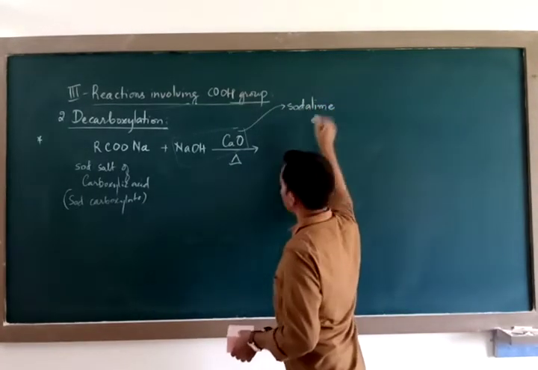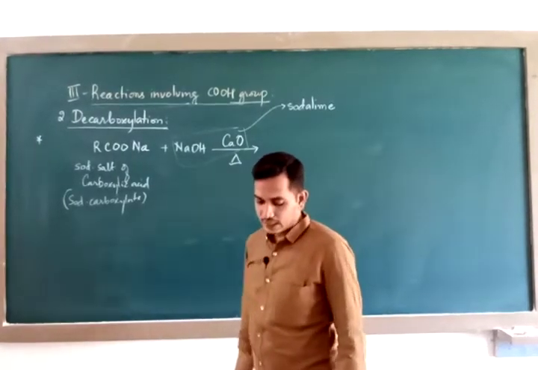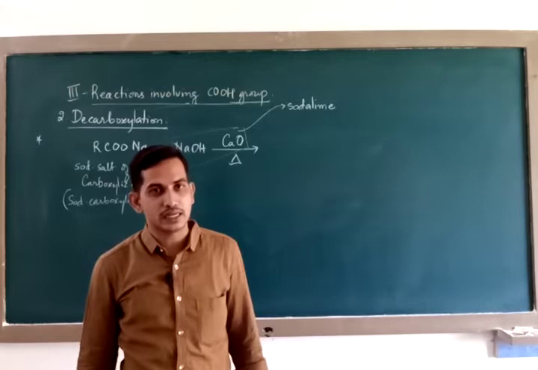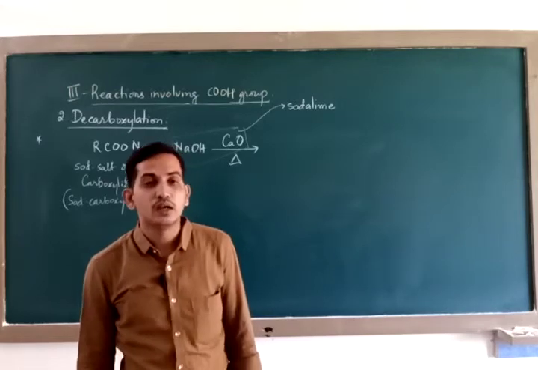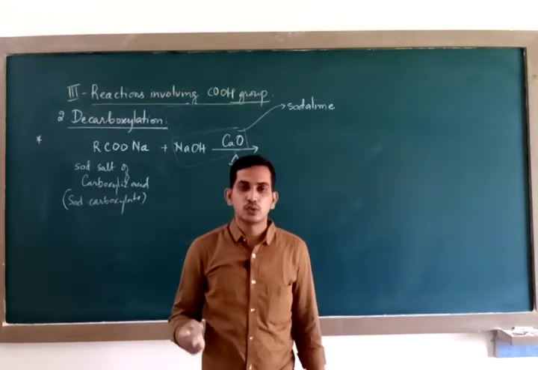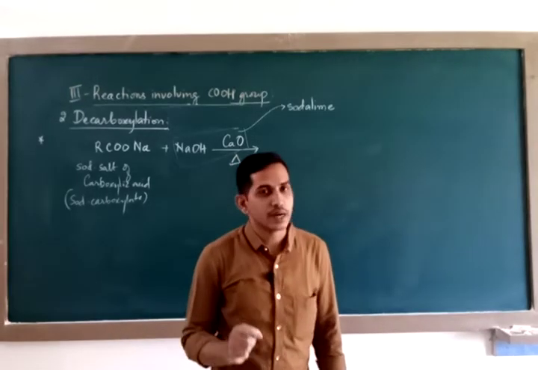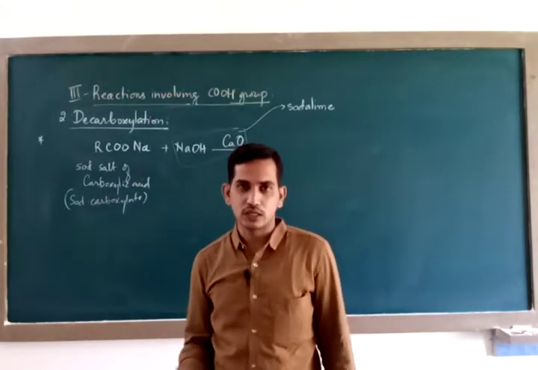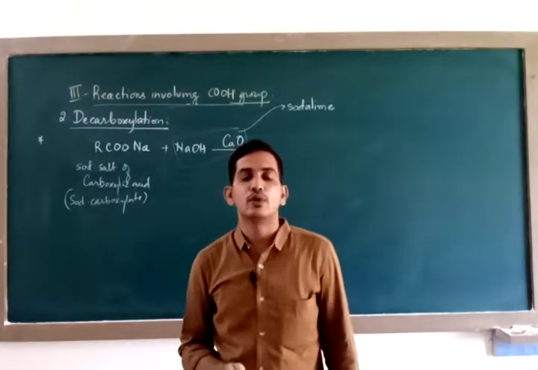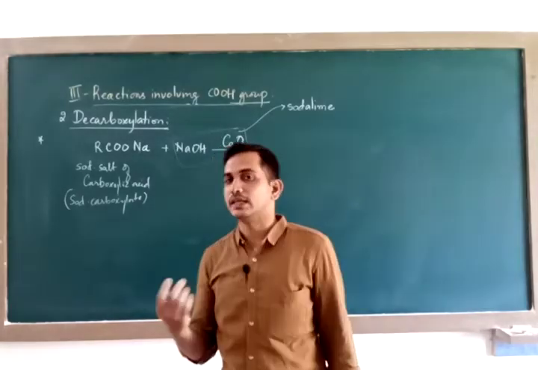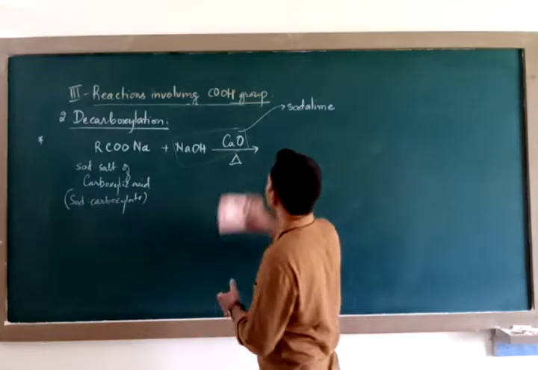It is a 1 mark question. Name the decarboxylating agent used in decarboxylation of carboxylic acids. It should be soda lime. Or what is soda lime? What is it used for? Soda lime is a mixture of sodium hydroxide and calcium oxide. It is used for decarboxylation. It is used for converting carboxylic acids into hydrocarbons or carboxylic acids into alkanes. How does this happen? Let us see.